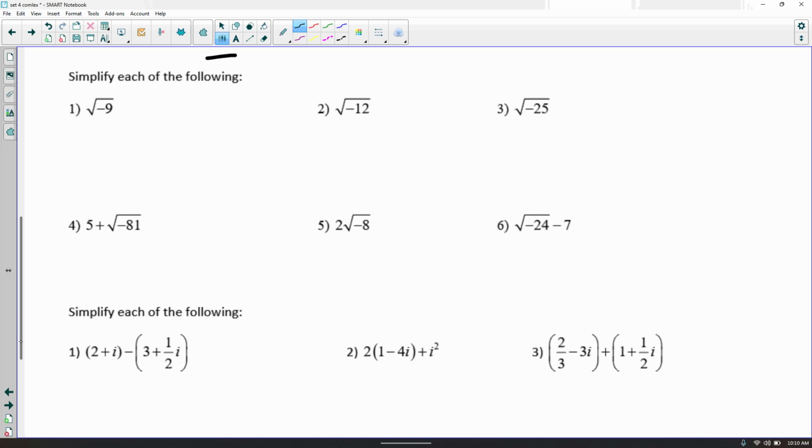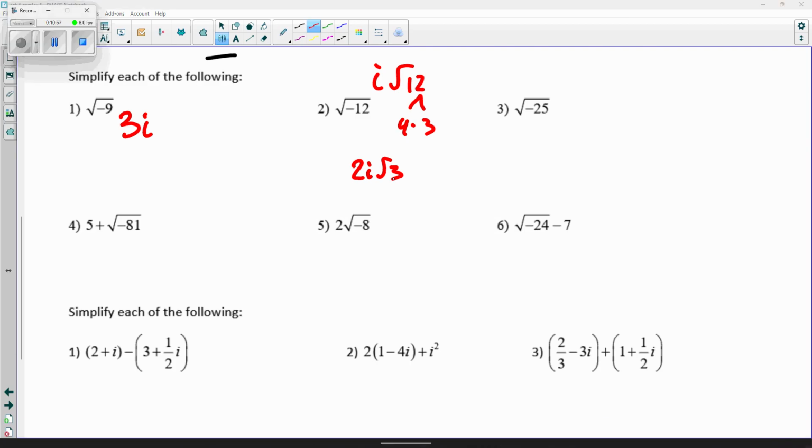I'm going to rewrite this using I, the letter I. So that makes that just 3I. This one is I root 12. Then I got to take 12 and break it down to 4 times 3, which is 2I root 3. 25. 5I. Now we have a binomial.